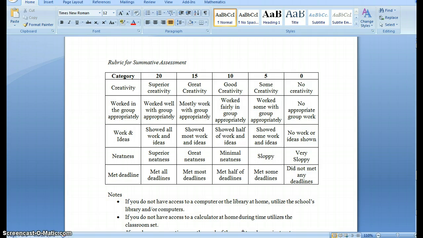Neatness. This is the one category that I struggle with, and I see a lot of my kids struggle with too, is neatness and how you present things and talk and stuff like that. So I put this category in. Superior neatness, great neatness, minimum neatness, sloppy, or very sloppy.